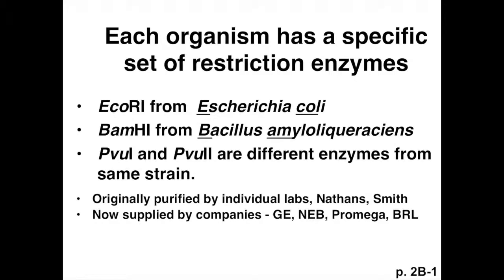And basically, like I said, we found that each organism has a specific set of restriction enzymes. And for E. coli, they take the genus and species name and create a name, EcoR1, BamH1, PvuI, PvuII. And these are all sold by labs that purify these enzymes and provide them for sale. So you can pretty much go to any of these labs and look up how to purchase these samples.